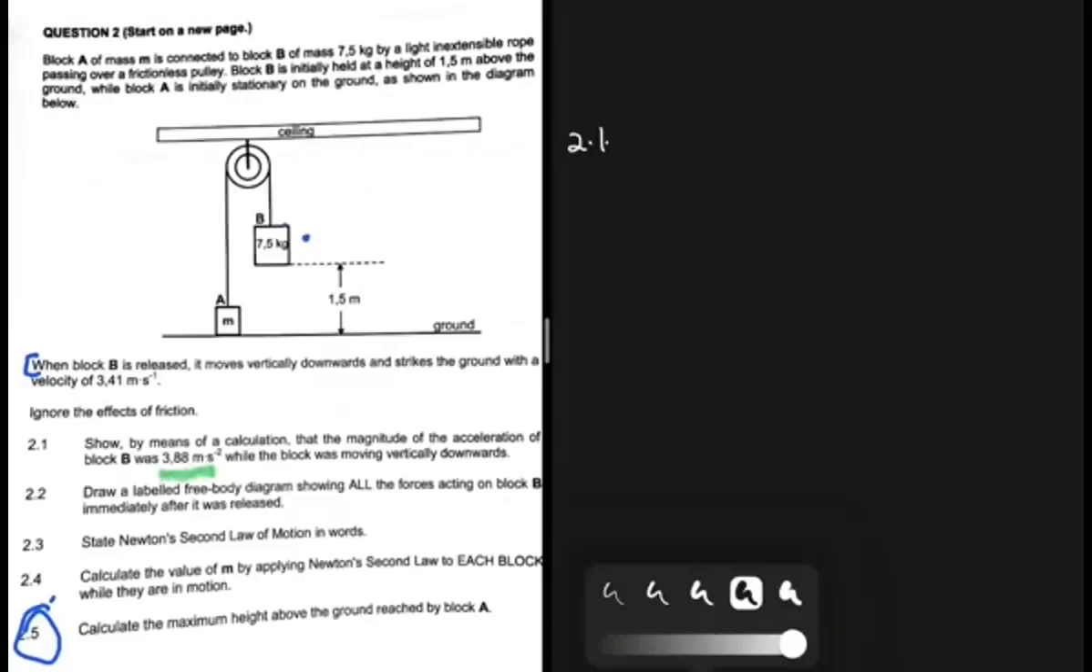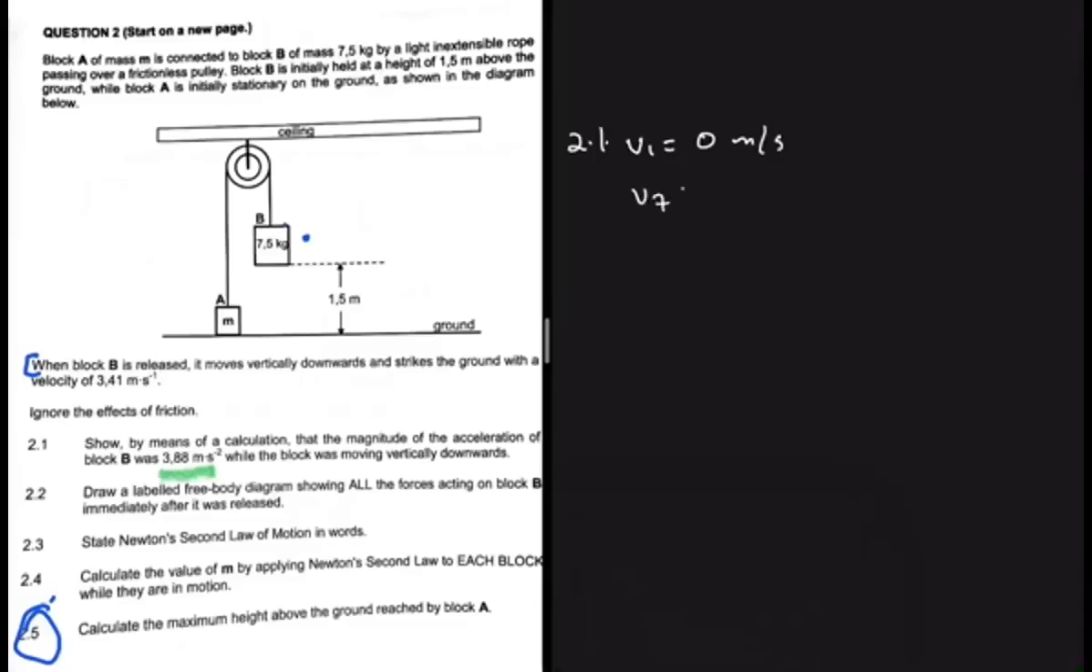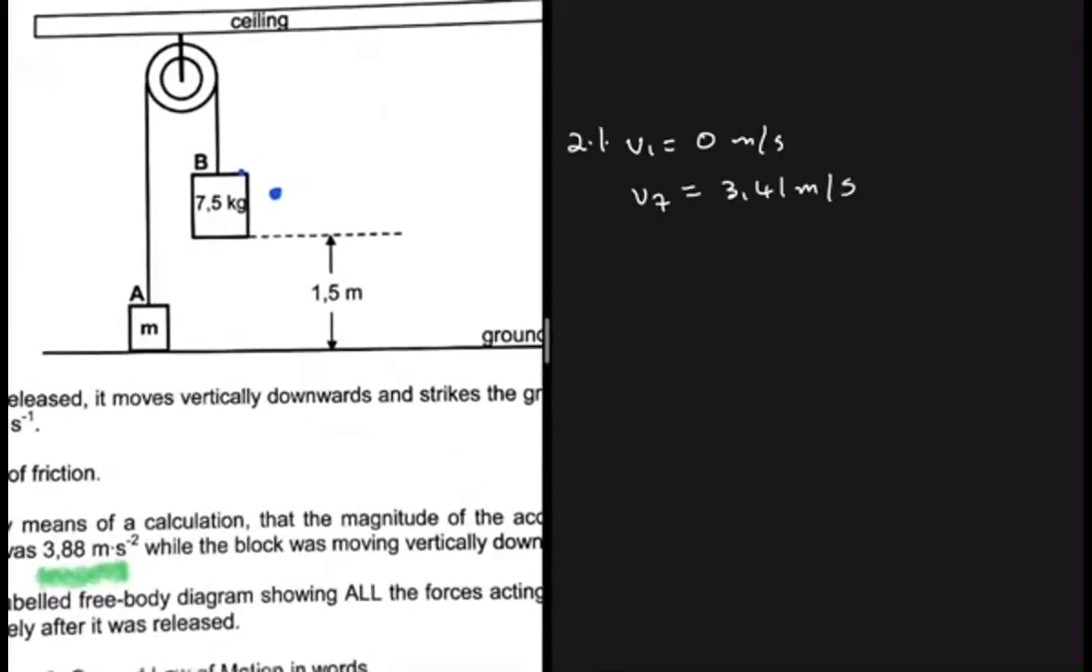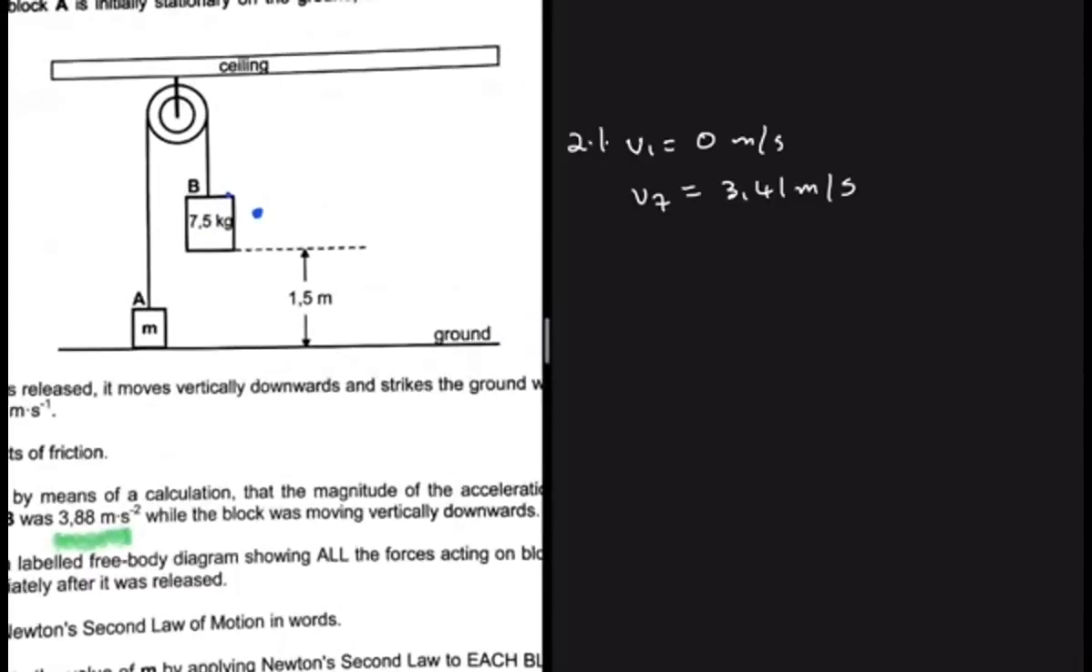So if it is released, then we know that VI is equal to 0 meters per second. And we're given VF, the velocity at which it strikes the ground. It is said to be 3.41 meters per second. What else do we have? We have the distance or the displacement of our object B, from the time it is released to the time it strikes the ground. So we have delta Y being equal to 1.5 meters. And what are we looking for? We're looking for the acceleration, right?